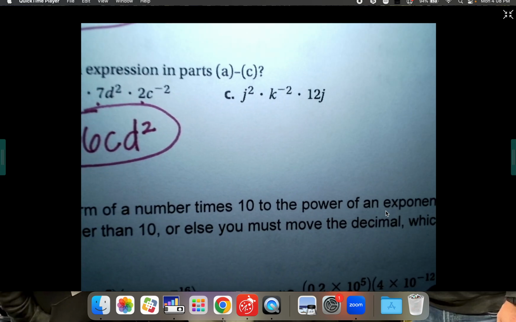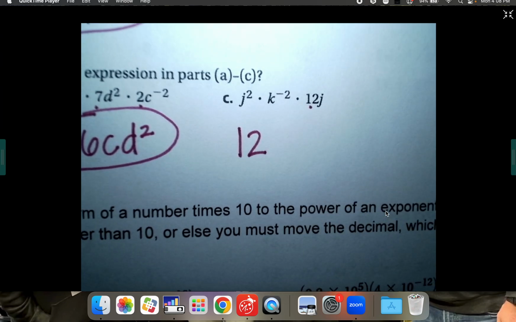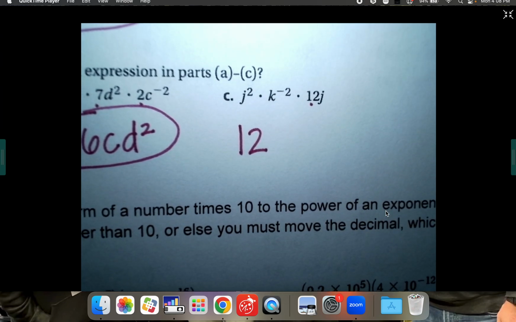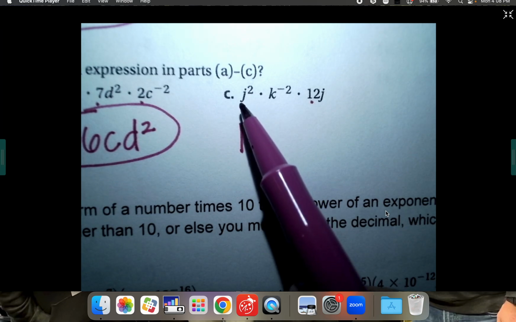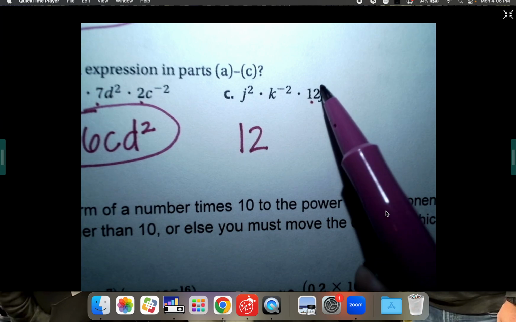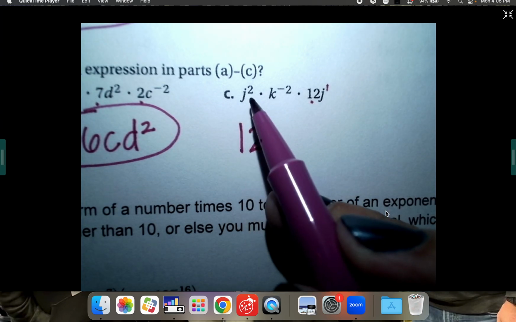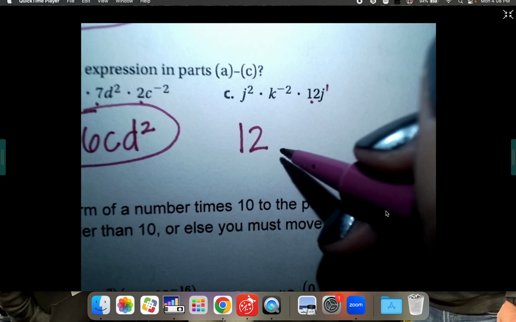All right, letter C, the only coefficient I see is this 12. So we're going to put 12. And now I'm going to look at variables, and I'm going to go alphabetically. J comes before K. So let's do the J's. We've got a J to the 2nd and a J to the, that would be a hidden invisible 1. So 2 plus 1 is 3.